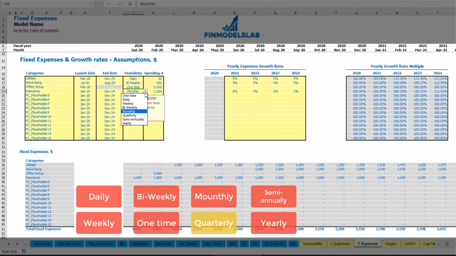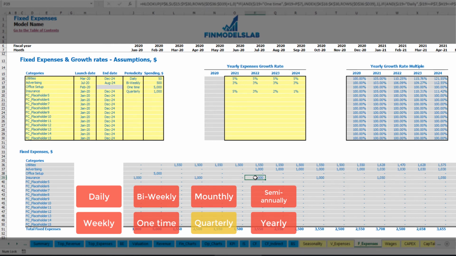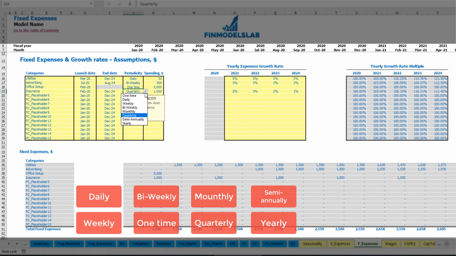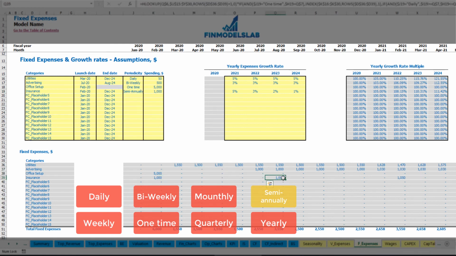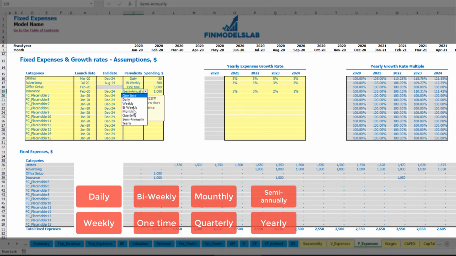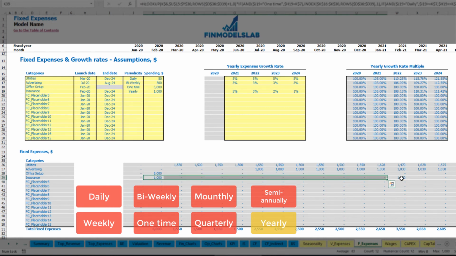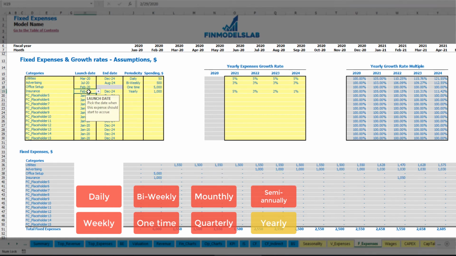Another option, quarterly. You may see that insurance will be paid $1,000 each quarter. You can start it, for example, from February, and this will be shifted to 1 month forward. Another option, semi-annually. In this case, you will have insurance payments once per half a year, again with a percentage of growth. And the last option is annual payments or yearly payments. You'll pay one time per 12 months, starting from February till December 24.